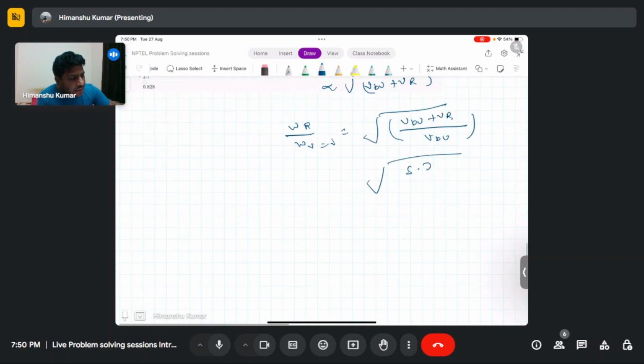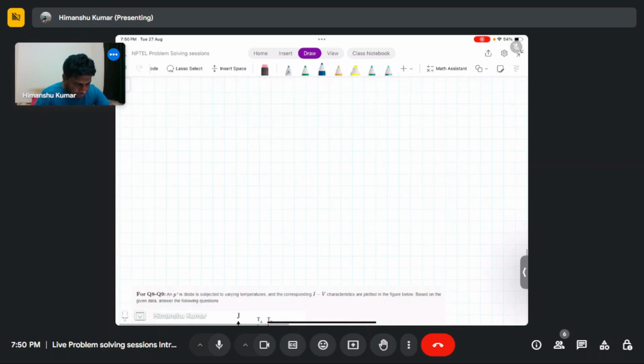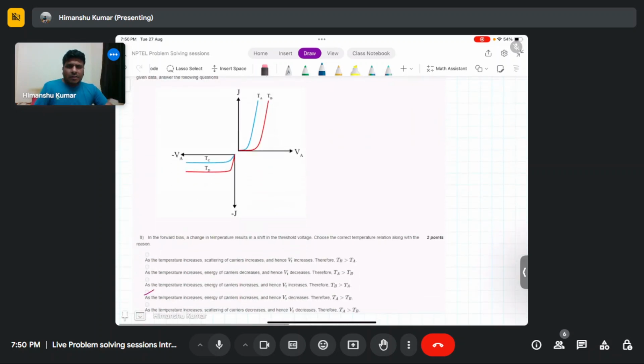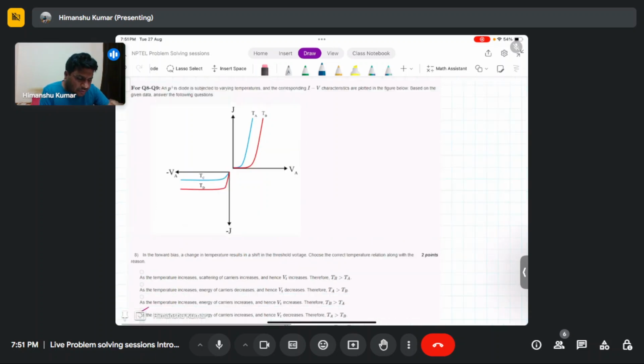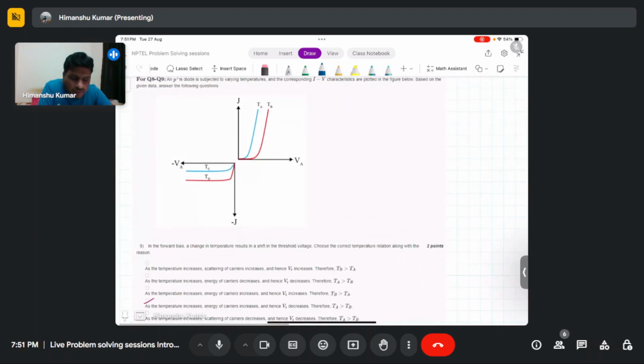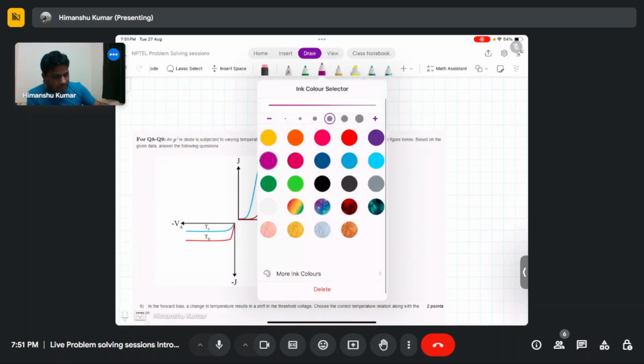And if you calculate it, it's 5.796 divided by 0.796, which equals approximately 2.7. So the correct answer will be 2.7. This was fairly straightforward, just an extension to the previous problem. If you have any doubt, this was a fairly straightforward problem. So let's move to the next problem.